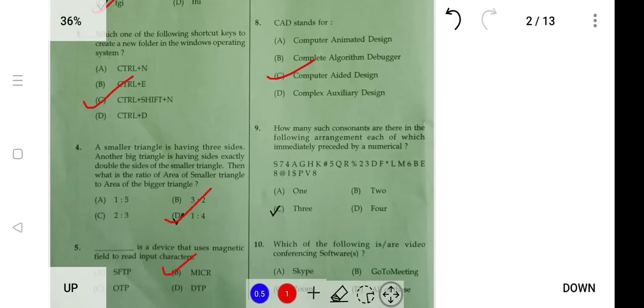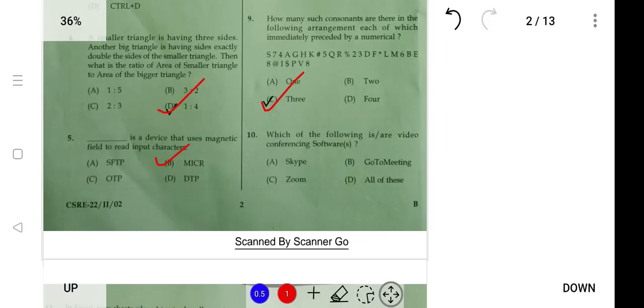CAD stands for computer aided design. That is C. And how many consonants are there in the following arrangement, which is preceded by a numerical? So the answer is 3. Next, which of the following are video conferencing software? So Skype, Zoom, GoToMeeting. So it will be all of these.